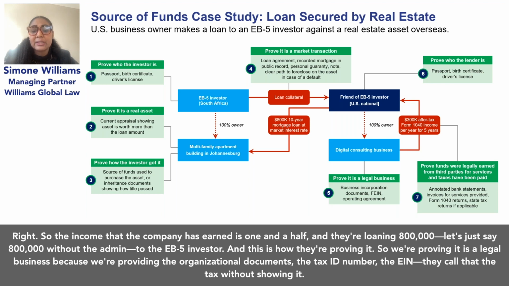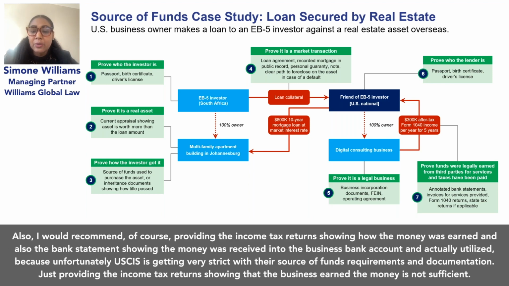So we're proving it as a legal business because we're providing the organizational documents and the tax ID number, the EIN. And we also, I would recommend, of course, providing the income tax returns showing how the money was earned, and also the bank statement showing the money was received into the business bank account and actually utilized. Because unfortunately, USCIS is getting very strict with their source of funds requirements and documentation.